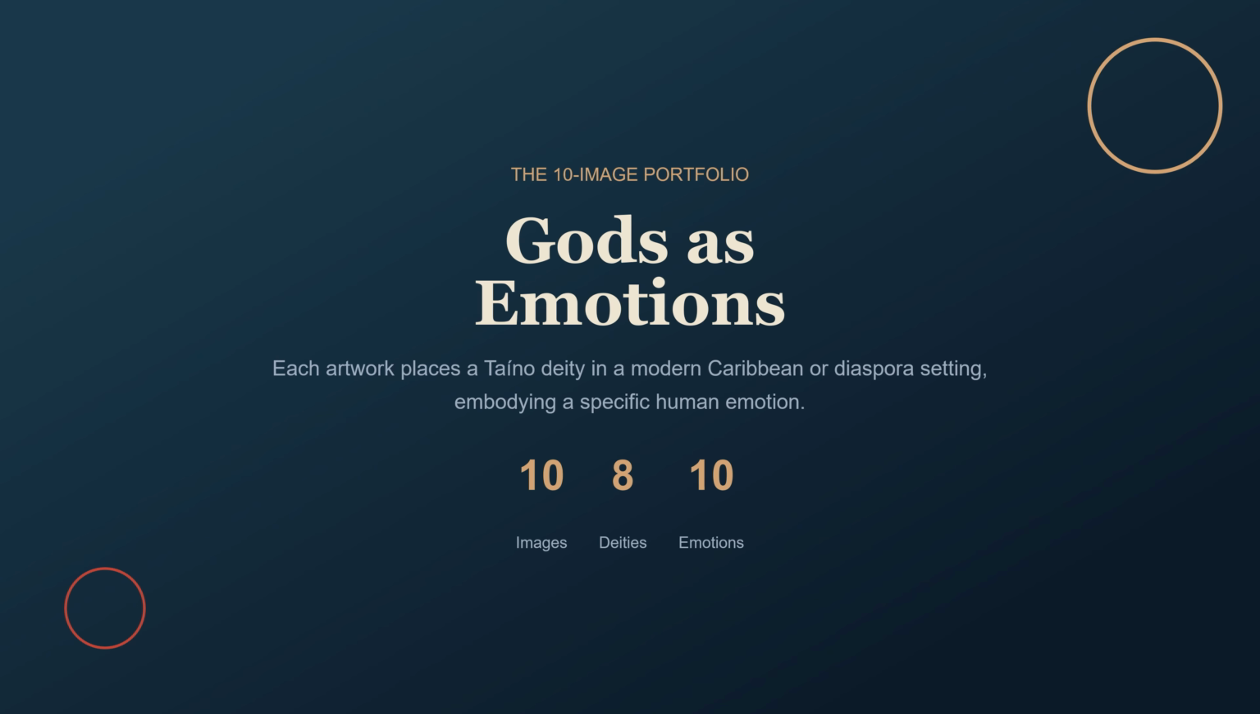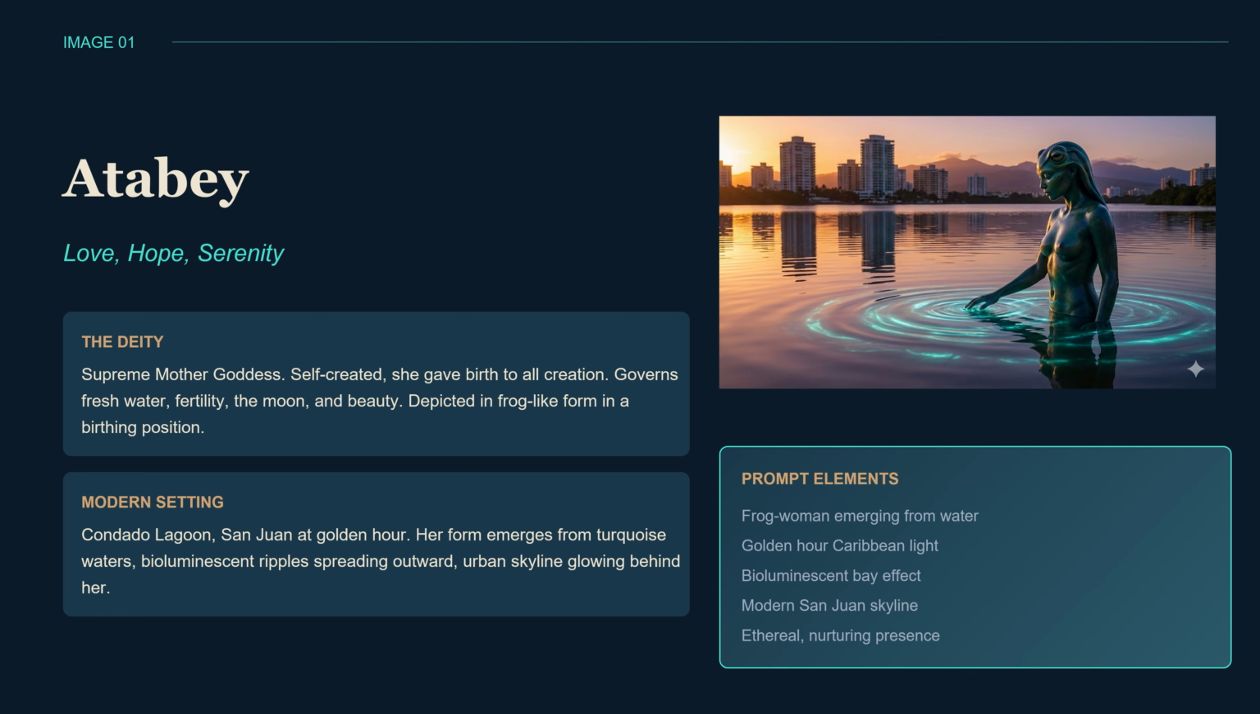First, we have Atabe, the supreme mother goddess, representing love, hope, and serenity. I placed her emerging from a lagoon at golden hour with bioluminescent ripples spreading around her frog like form.